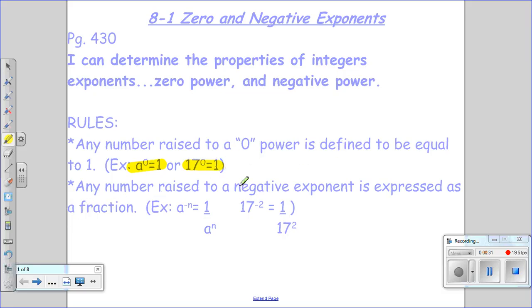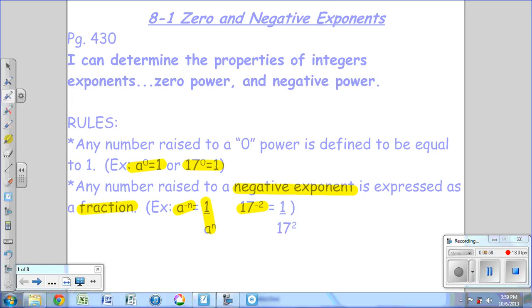The other one is any number raised to a negative exponent is expressed as a fraction. That means if I have, like this right here, 17 to the negative 2, I end up with 1 over 17 squared. So it kind of moves it to the basement, or to the bottom. This is what the rule looks like: a to the negative n is equal to 1 over a to the n. So let's look at a couple of these.